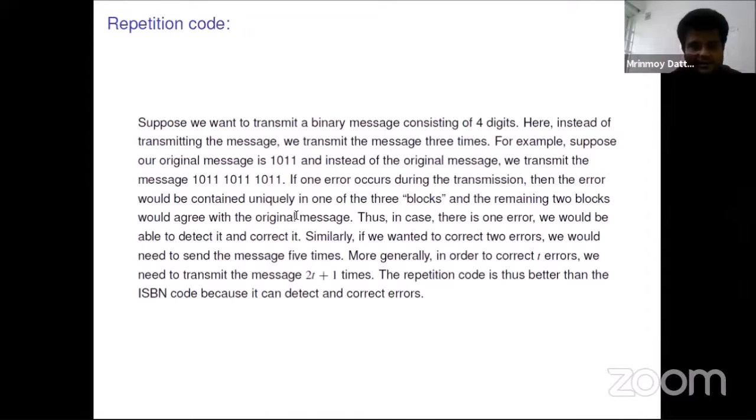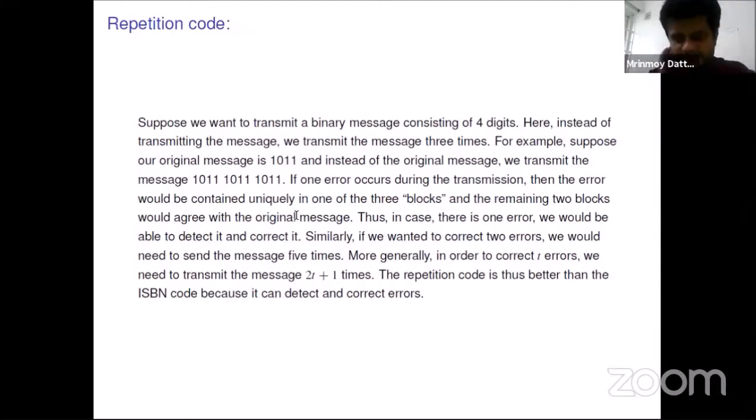Suppose that when you have transmitted this message, t errors have occurred. Then the t errors would be contained in at most t blocks, and at least t plus 1 blocks will be unaffected by the noise. And you could just see which is the correct message. Even though this is time consuming and hence probably not so cost effective, it can detect errors, and if it detects errors, then they can also be corrected.